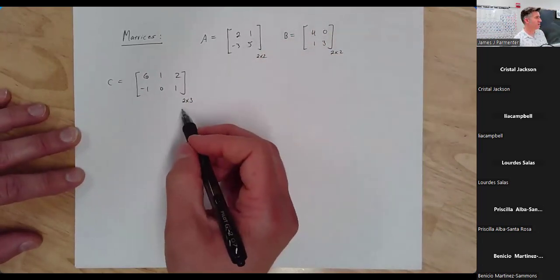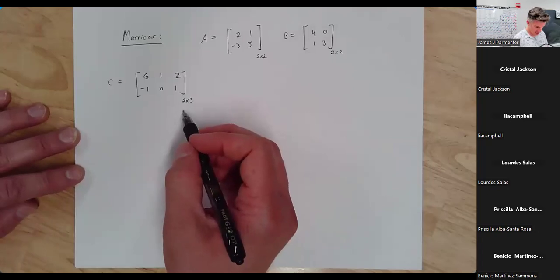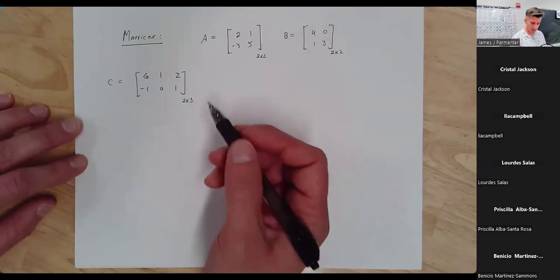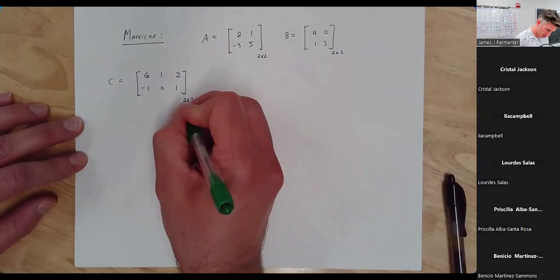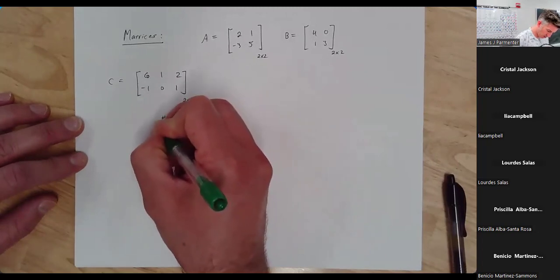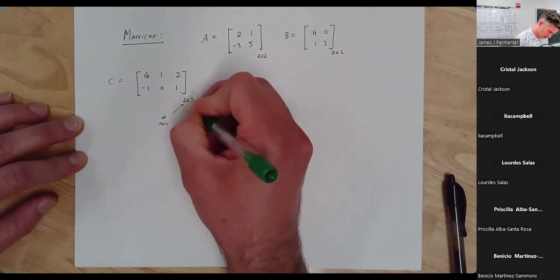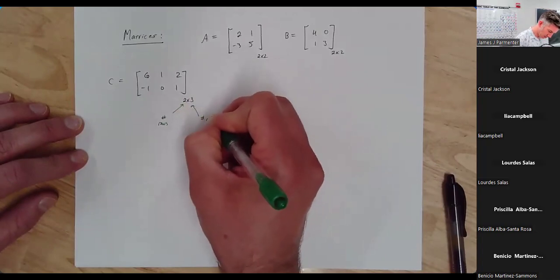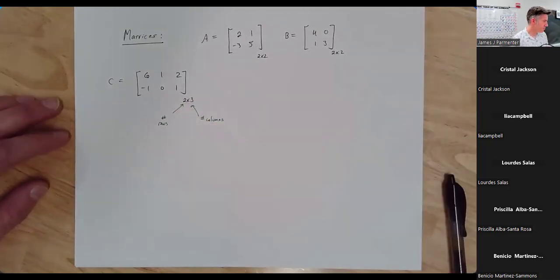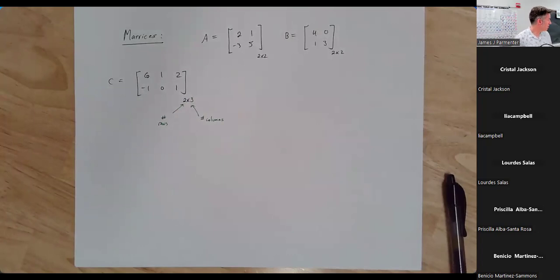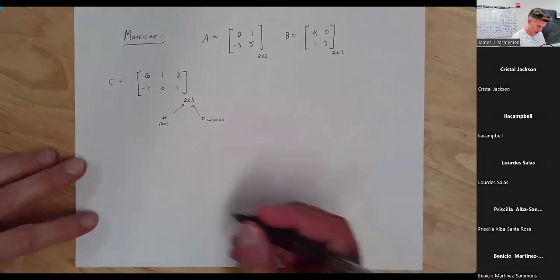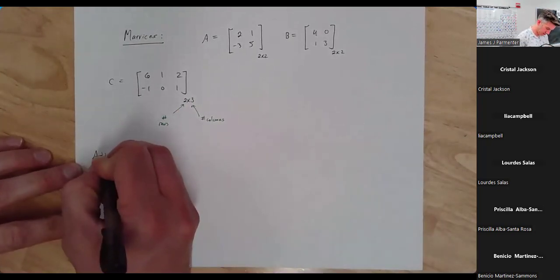The first number refers to the number of rows. The second number refers to the number of columns. So, number of rows, number of columns. A couple things we can do with matrices: we can add them, we can subtract them, we can multiply them by a scalar. But there are some rules. So, adding and subtracting.